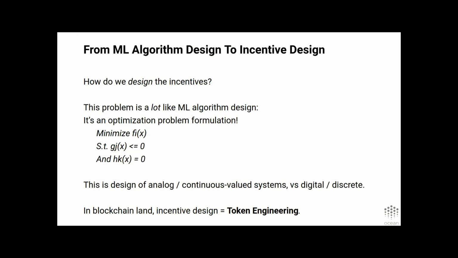So to be precise, how do we design the incentives, right? The problem of designing incentives is a lot like ML algorithm design. At the heart, it's an optimization problem. And the formulation of that is minimize one or many objectives, f(x), subject to constraints, inequality constraints and equality constraints, g and h. So this is design of analog or continuous valued systems, versus digital or discrete, right? This is something that ML algorithm design is like. This is something that even analog circuit design is like, as well as blockchain, right? And in blockchain land, incentive design, when you apply rigor to it and really think about it from an engineering perspective, it's called token engineering.